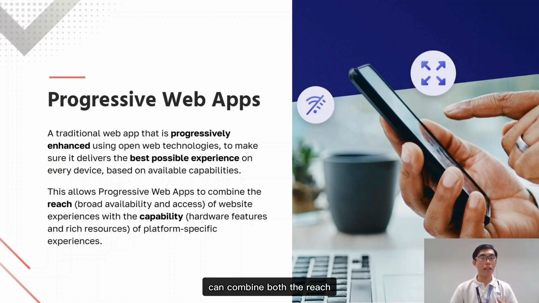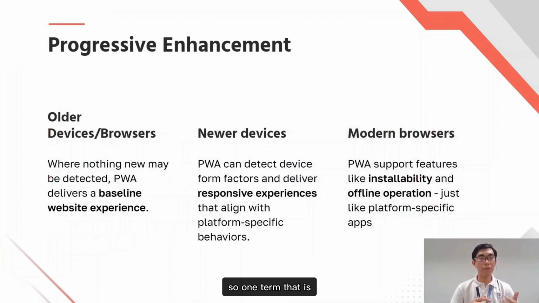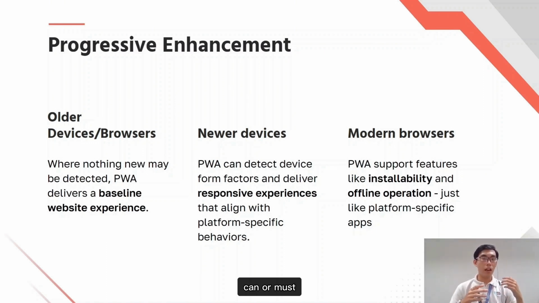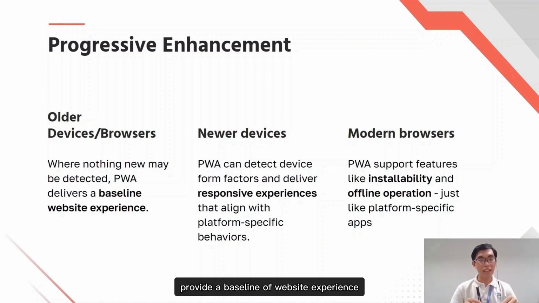So PWA can combine the richness, the availability, and the accessibility of websites with the capability and the advanced features that native apps can perform. So one term that is tightly related to PWA is progressive enhancement, which is a design philosophy stating that PWA must provide a baseline website experience for all types of devices and all types of platforms.